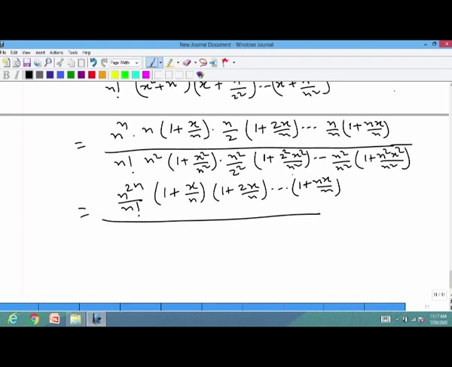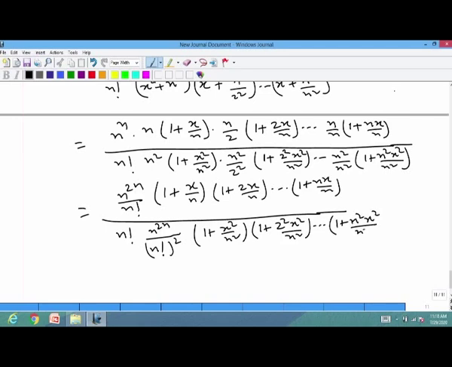This is the numerator, and in the denominator we had 1 n factorial, and we have n square multiplied n times. So that will become n to the power 2 n, and in the denominator I have here 1 square, 2 square, 3 square up to n square. So that is n factorial squared, and then we have this product: 1 plus x square by n square, 1 plus 2 square x square by n square, all the way up to 1 plus n square x square by n square.